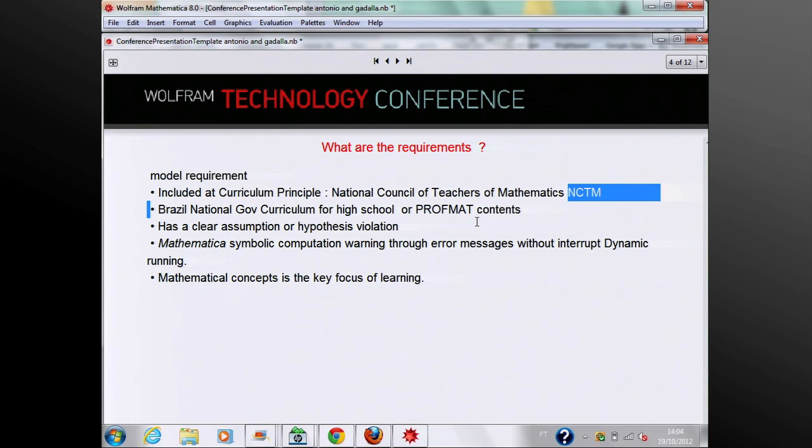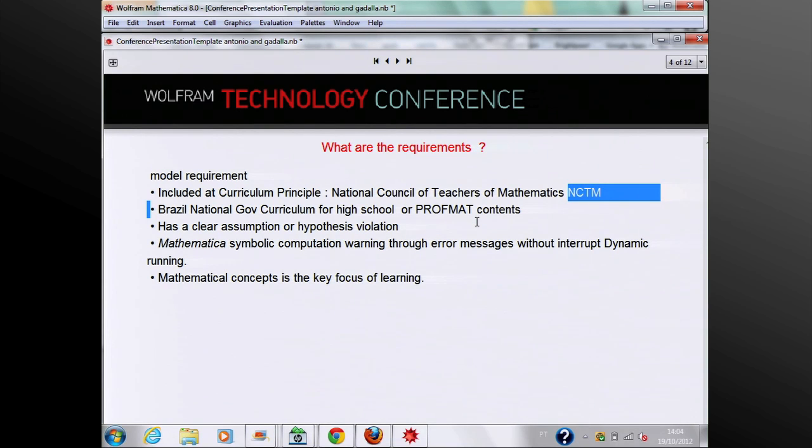Another thing we try to do: Mathematica is great, because it can do symbolic computation, and when there are errors, it warns us. Sometimes it doesn't interrupt the dynamic running. By the way, you can see here, CDF is better than the Mathematica notebook. CDF is better because the machine in CDF doesn't stop running the dynamic. Well, okay, let's see our problems here.